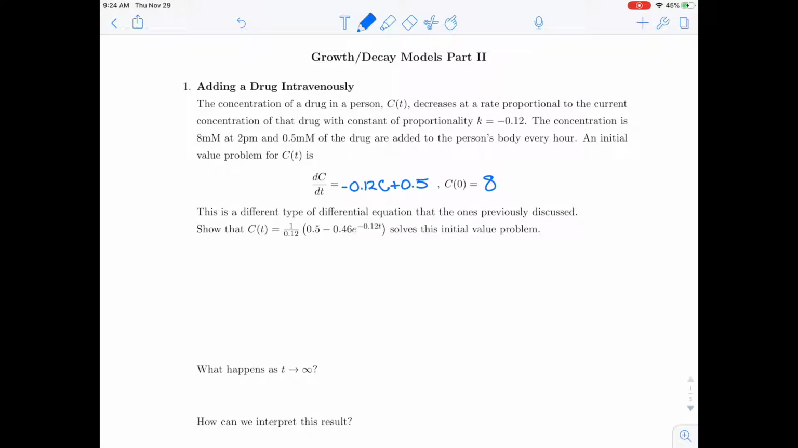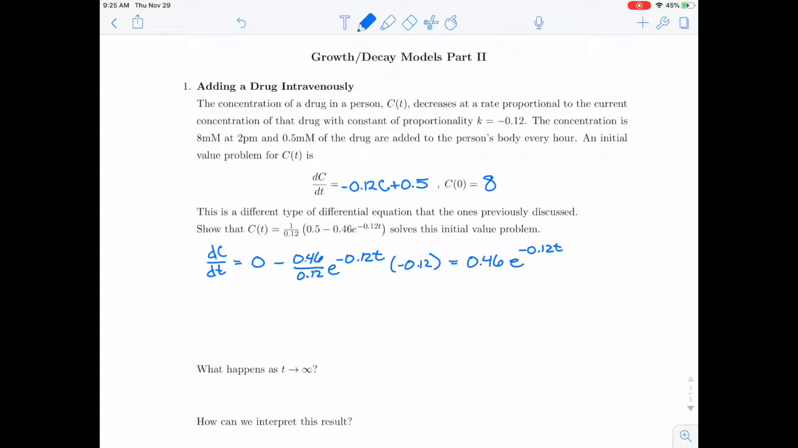The way I'm going to do that is I'm going to take the derivative, dC/dt, which in this case is the derivative of 0.5 over 0.12, or 0. And then it's the derivative of 0.46 over 0.12 e to the negative 0.12 t, which is itself times negative 0.12. And so the derivative is 0.46 e to the negative 0.12 t.